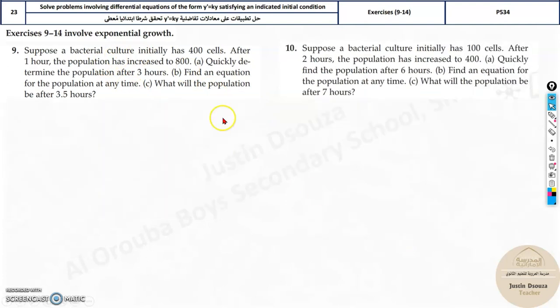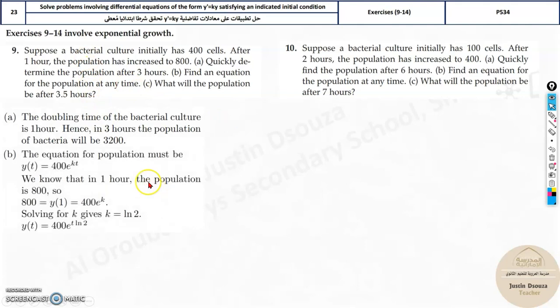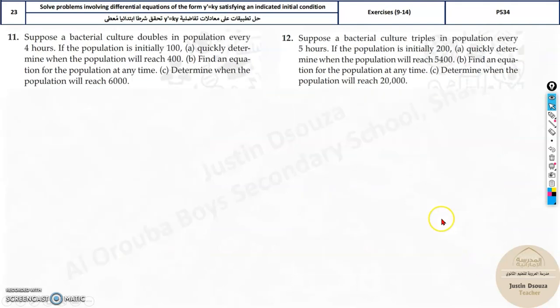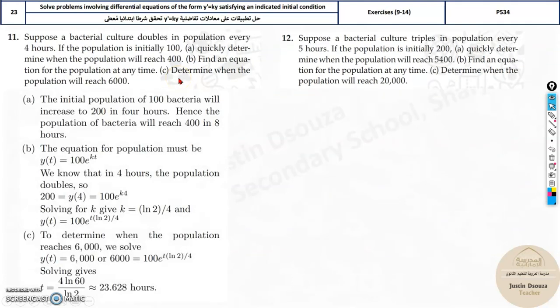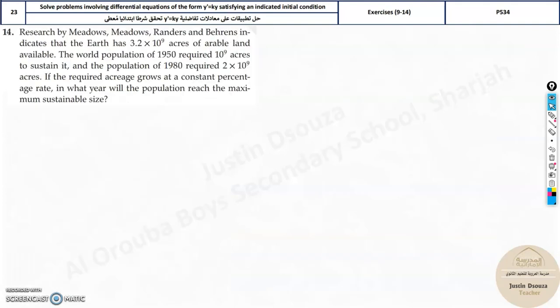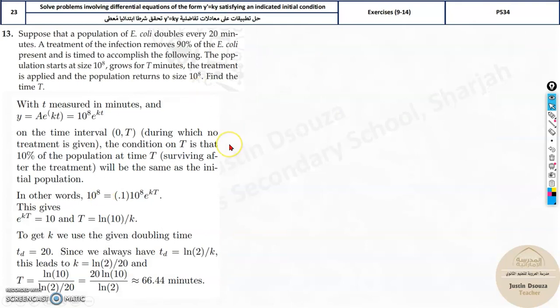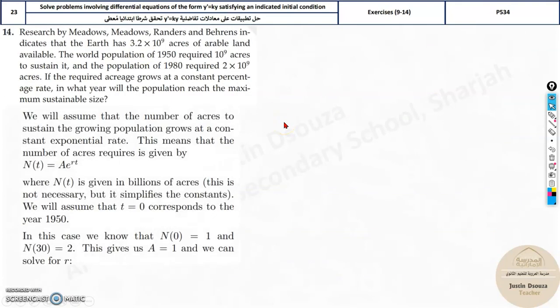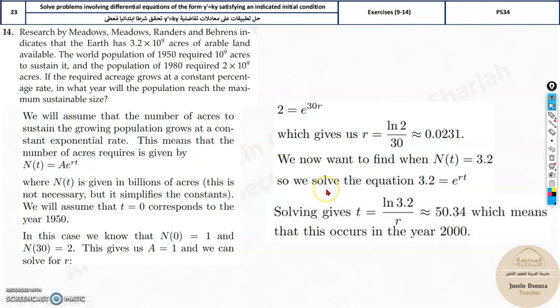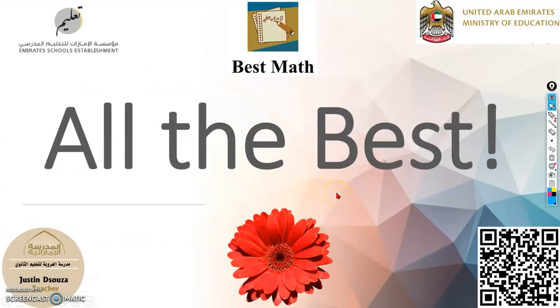Try it by yourself and then check the answers. All the answers are over here for A, B, and C parts, and these are the answers over here. You can pause it and check it through, and over here as well, and the last one over here and over here. So please do try them by yourselves, and this is the final question. Okay, all done now. So that is it.